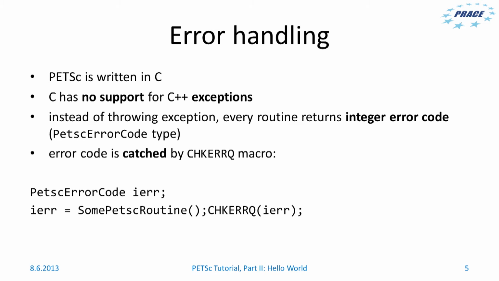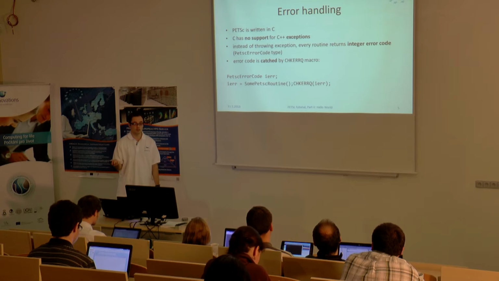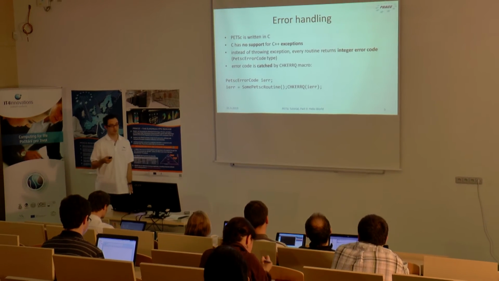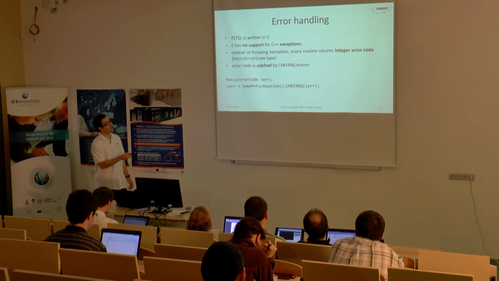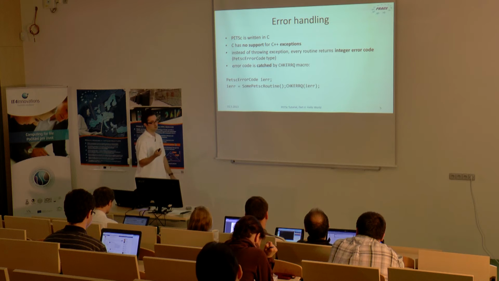So now something about error handling. As I said, PETSc is written in pure C, which means it cannot use C++ exceptions. So instead, all PETSc routines return an integer error code similar to MPI. The error code is caught by this CHKERRQ function or macro. I recommend always using this macro after each function to get a good error report in case of some error.